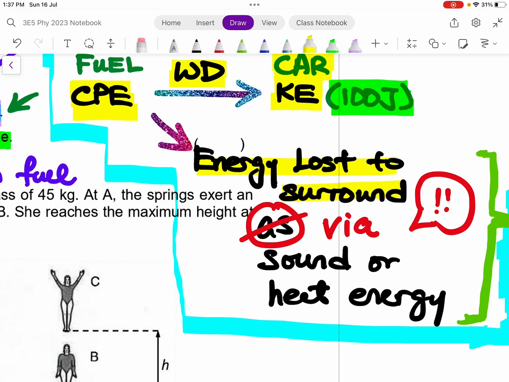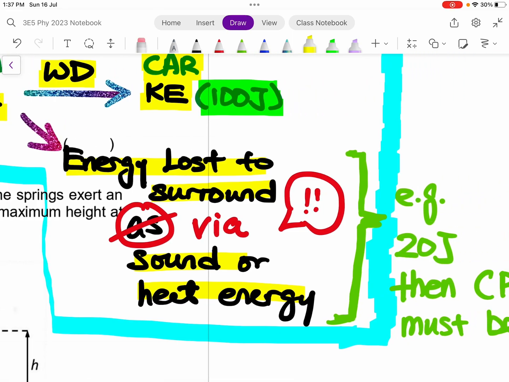For example, the engine block will absorb some of this energy and it will heat up, right? And at the same time, because there are moving parts in the engine, sound energy is produced because it's vibrating. So you know that some energy must be lost as sound energy and heat, meaning that maybe there is 20 joules of energy that is being used as sound and heat.